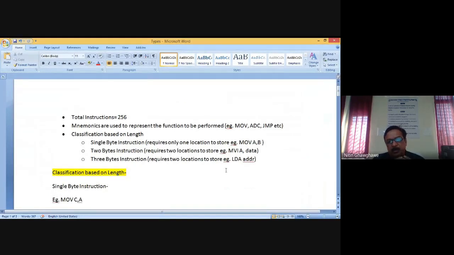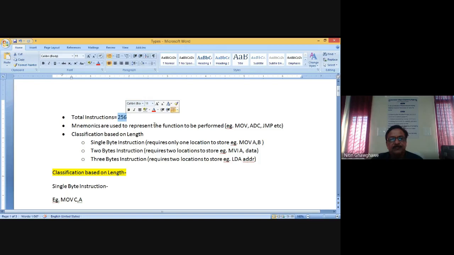Now the 8085 microprocessor, as I explained, is a programmable IC. In the sense, all the circuitry inside this IC will be operated, and various operations will be performed, with the help of various instructions. So how many instructions are there? In all, there are 256 instructions.